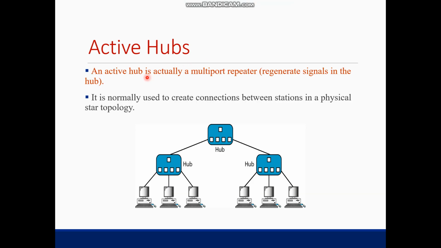So the third category is the active hubs. An active hub is actually a multiple repeater. That means it works as a repeater and also works as a hub. In this active hub, the signal is going to be regenerated inside the hub, and this is the most useful aspect of this hub: to connect LANs together.